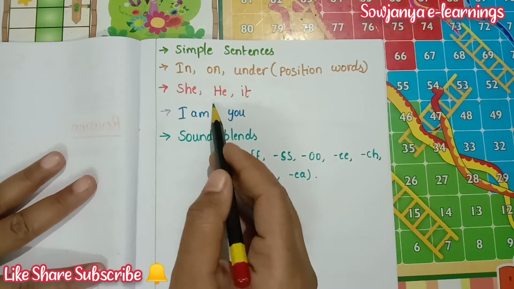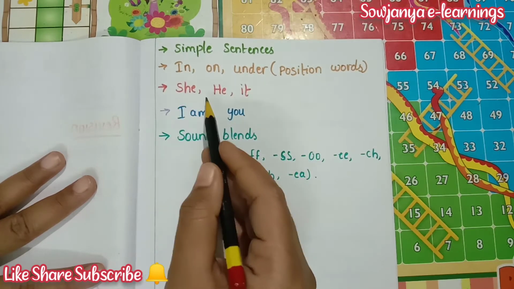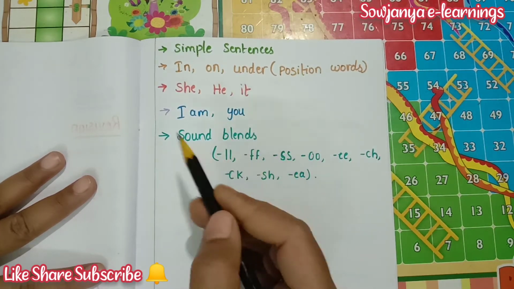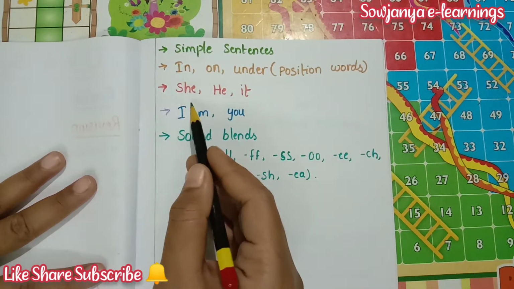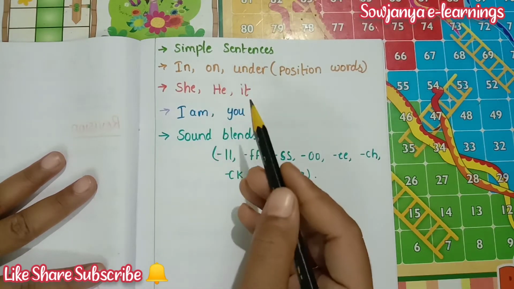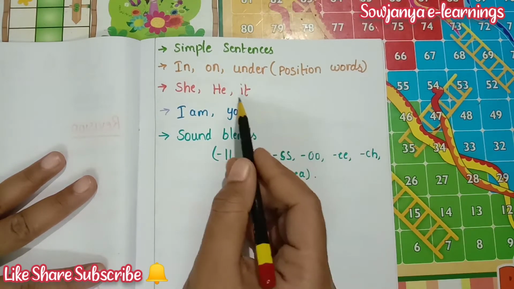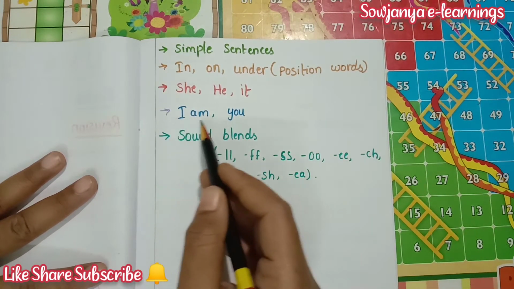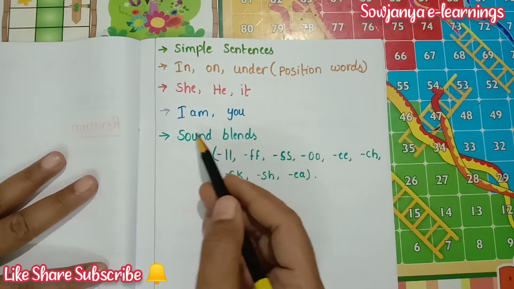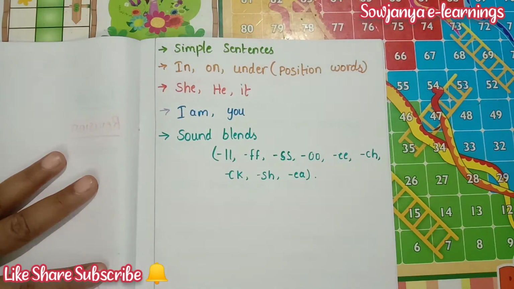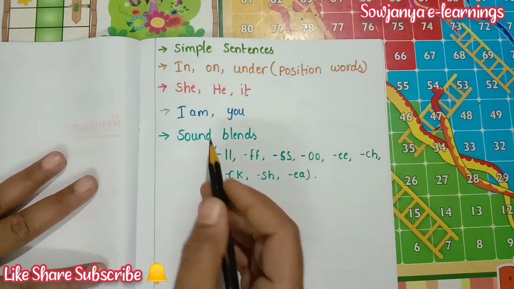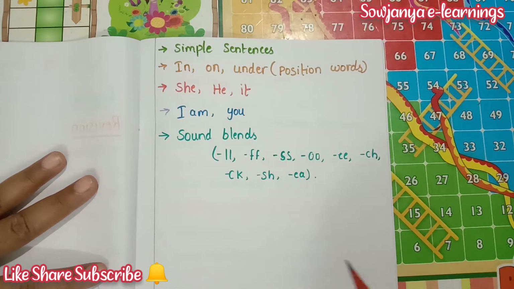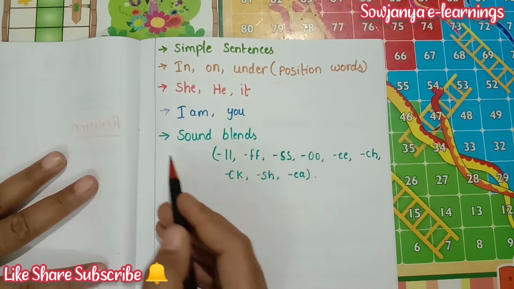Next, she, he, it. Who is she? Who is he? And it. Where we use these words. She means girl. He, when talking about a boy, we use that. It means if we are telling about anything, we will use it. Like that we have to teach the kids. Next, I, am, you. I am telling about myself, then we'll use I am. If you are telling any others, we'll use you. Like that we have to tell them.